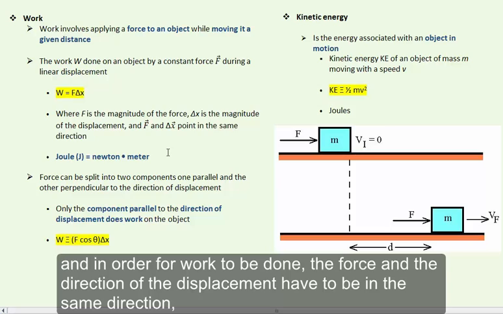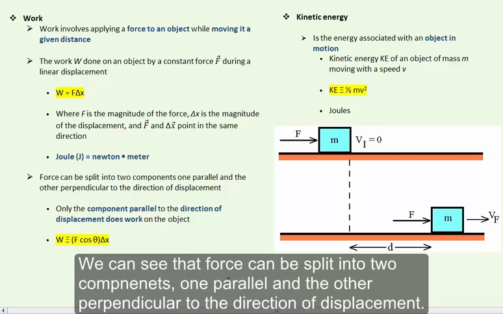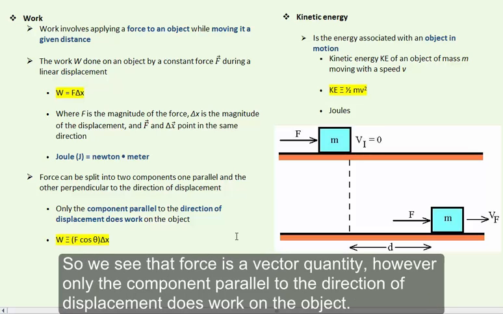And in order for work to be done, the force and the direction of the displacement have to be in the same direction. We can express work in the unit of joules or newton centimeter. We can see that force can be split into two components, one parallel and the other perpendicular to the direction of displacement. So we see that force is a vector quantity. However, only the component parallel to the direction of displacement does work on the object.